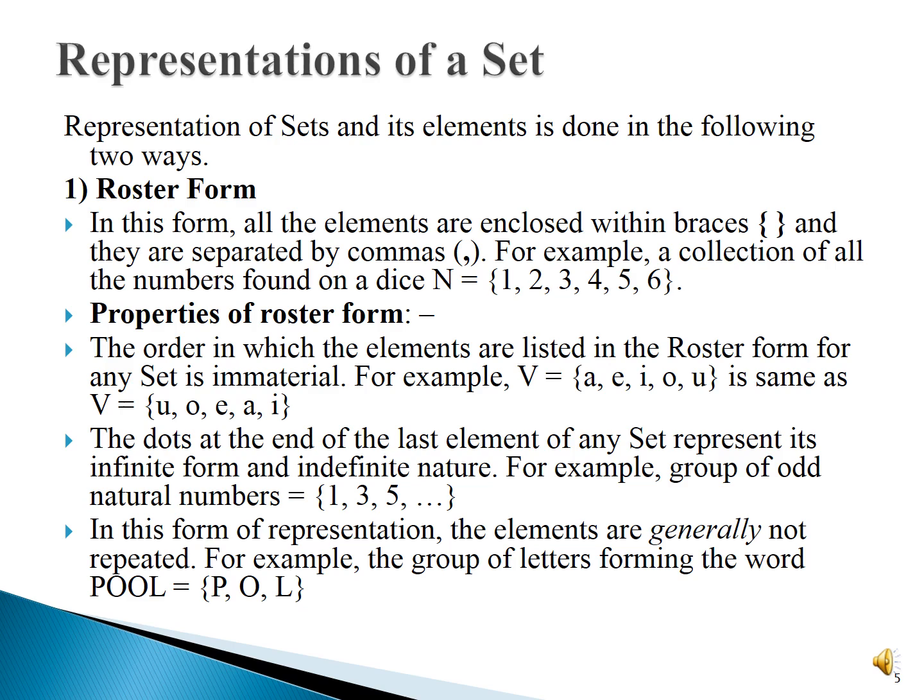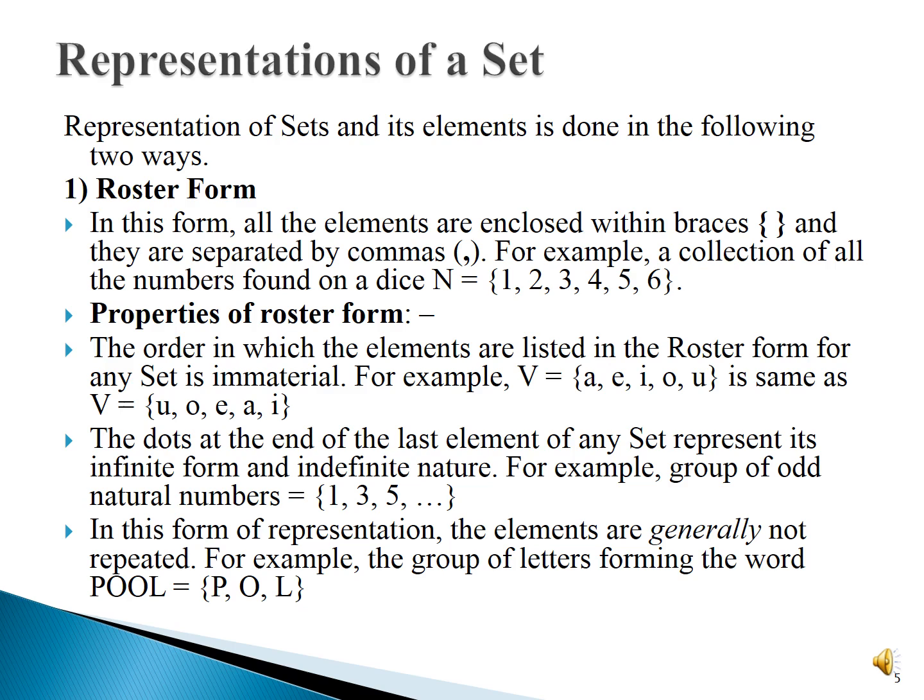Properties of roster form. The order in which the elements are listed in the roster form for any set is immaterial. For example, there is a set named V which contains the elements A, E, I, O, U, and it is the same as U, O, E, A, I. So the order is immaterial; the set is the same if its elements are written in any order.